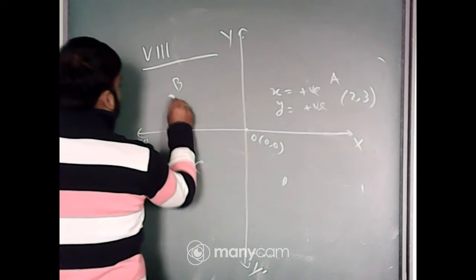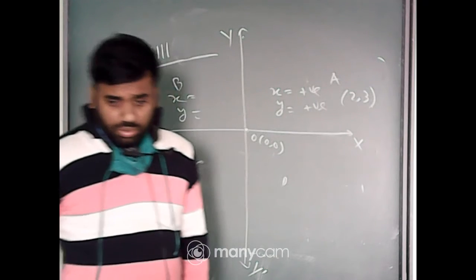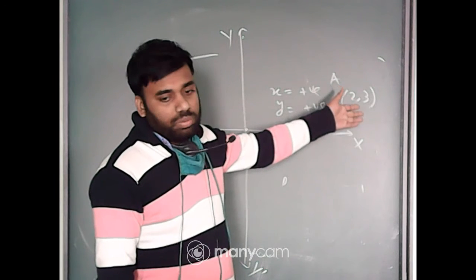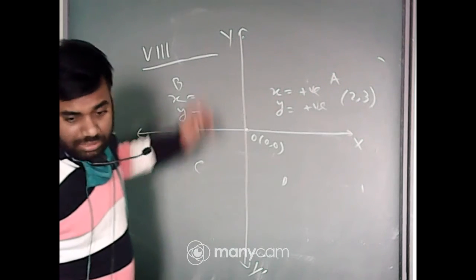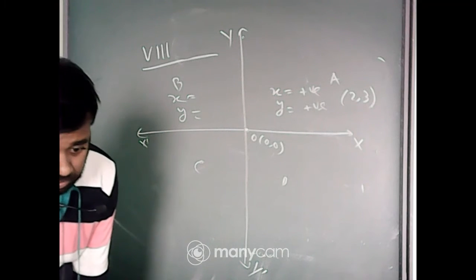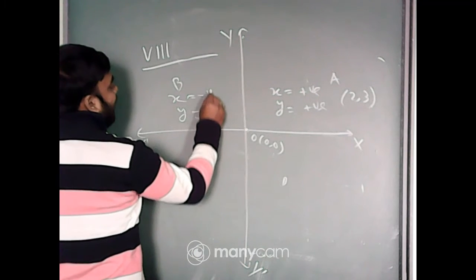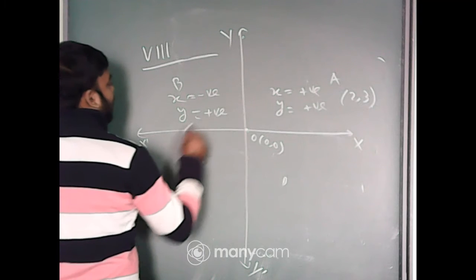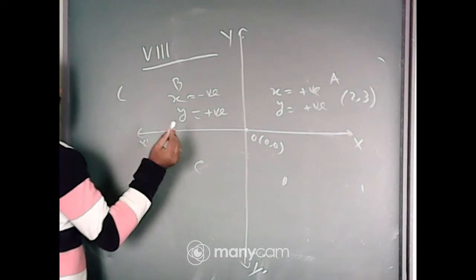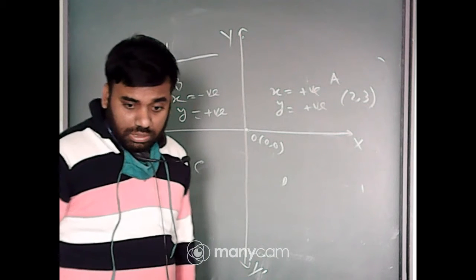Second, for the second quadrant, what will be the sign? The first one is clear: x is positive, y is positive, for example 2 and 3. In the second quadrant, x will be negative and y will be positive. One thing, students, for example minus 2, 3. Got it, everyone?